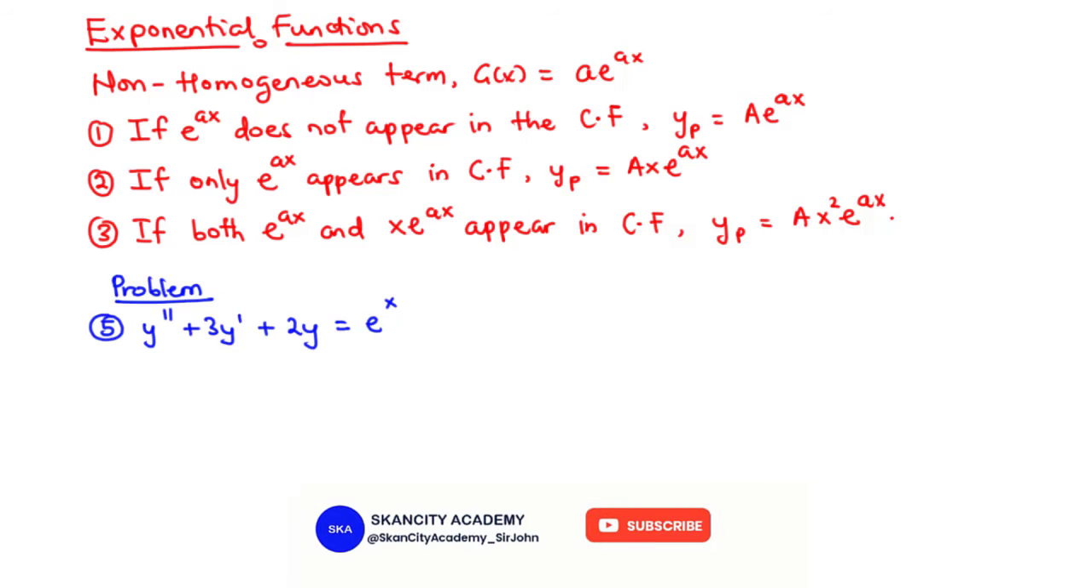So let's try some more questions on second order linear non-homogeneous differential equations. This time we are going to solve questions where the non-homogeneous term, which is the term on the right hand side, is equal to an exponential function of the form a times e to the power ax. Now, to solve such problems, we need to take notice of these three cases which we may encounter.